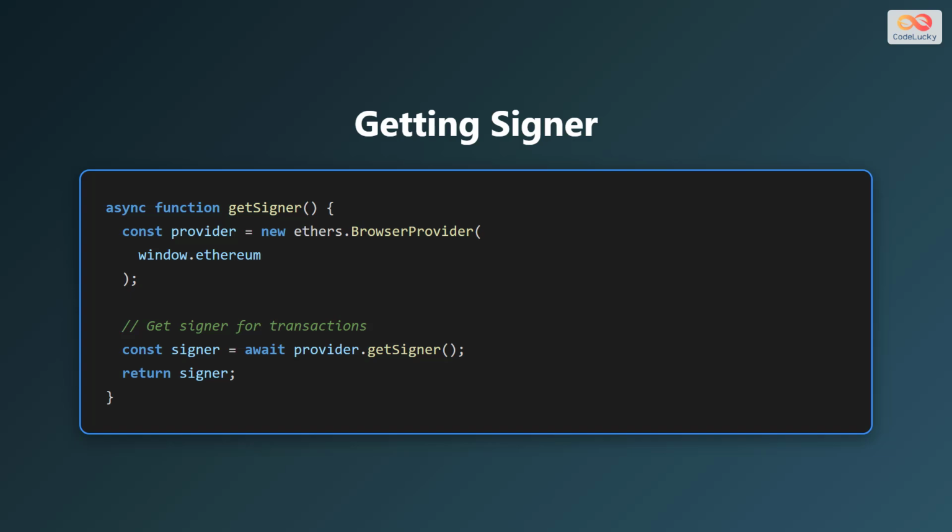Once connected to MetaMask, you'll need to obtain a signer to send transactions. A signer is an object that represents an Ethereum account and can sign transactions on behalf of the user. Create another async function called getSigner. First, create the provider using the same BrowserProvider pattern we just learned. Then, call the getSigner method on the provider using await, which returns a signer object tied to the currently connected account. This signer is what you'll use to send transactions and interact with smart contracts that modify blockchain state. Without a signer, you can only read data, not write it.